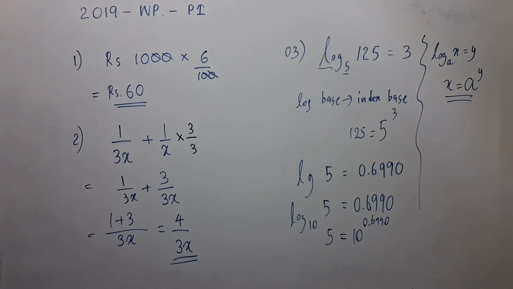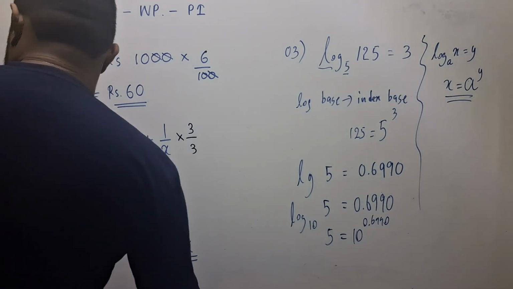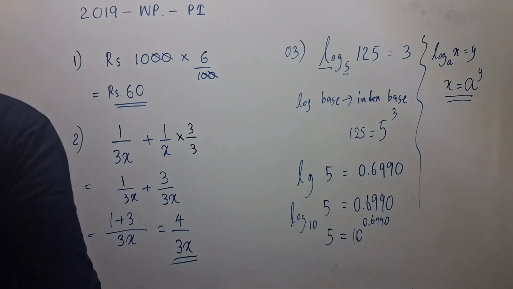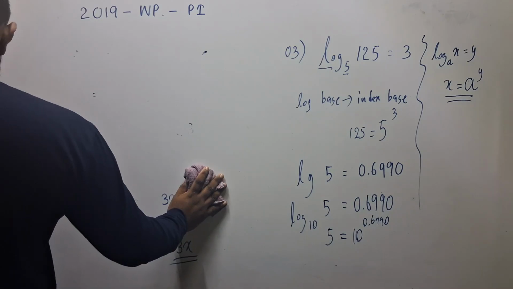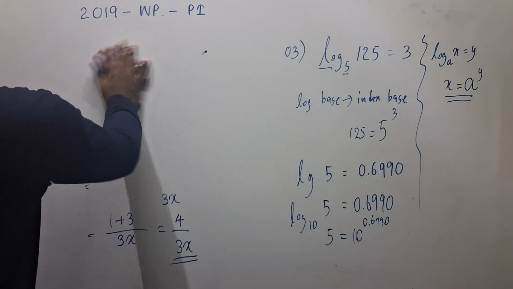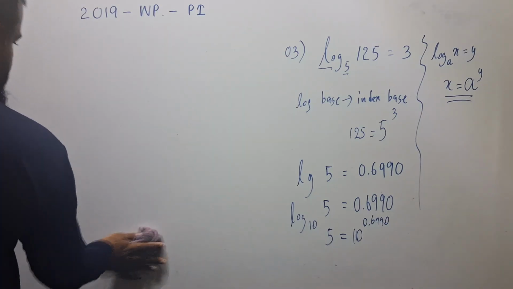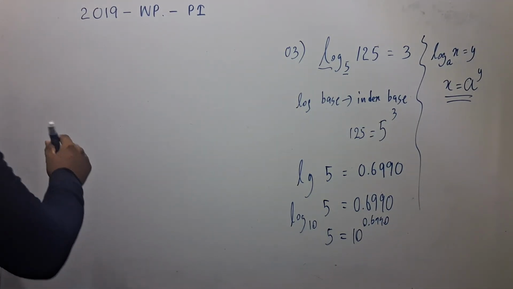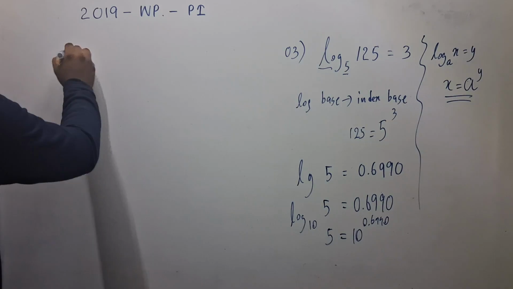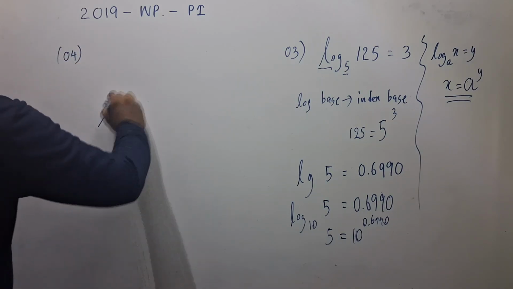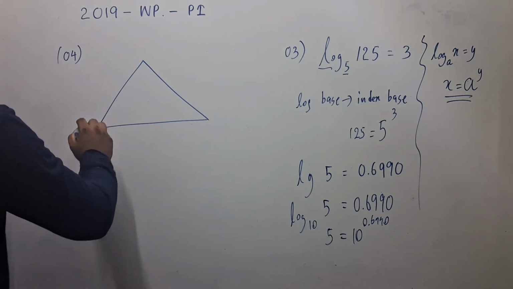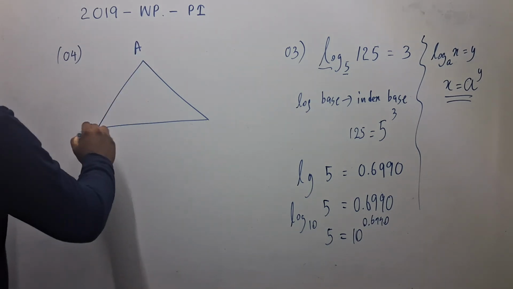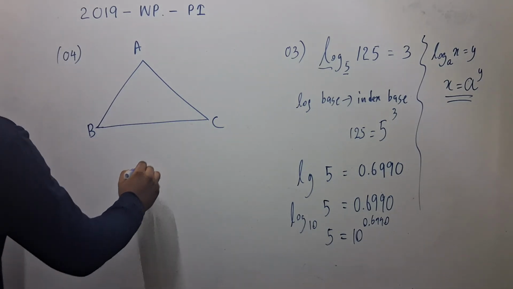Next question. In the given figure, the triangles ABC and PQR are congruent. According to the given information, find the values of x and y. They have told us they are congruent. If they are congruent, their corresponding elements must be equal. ABC and PQR.